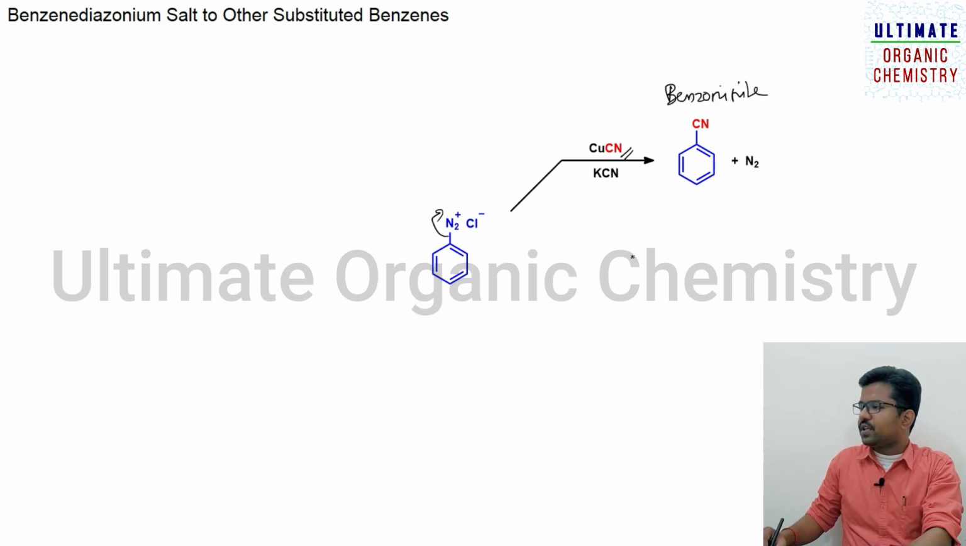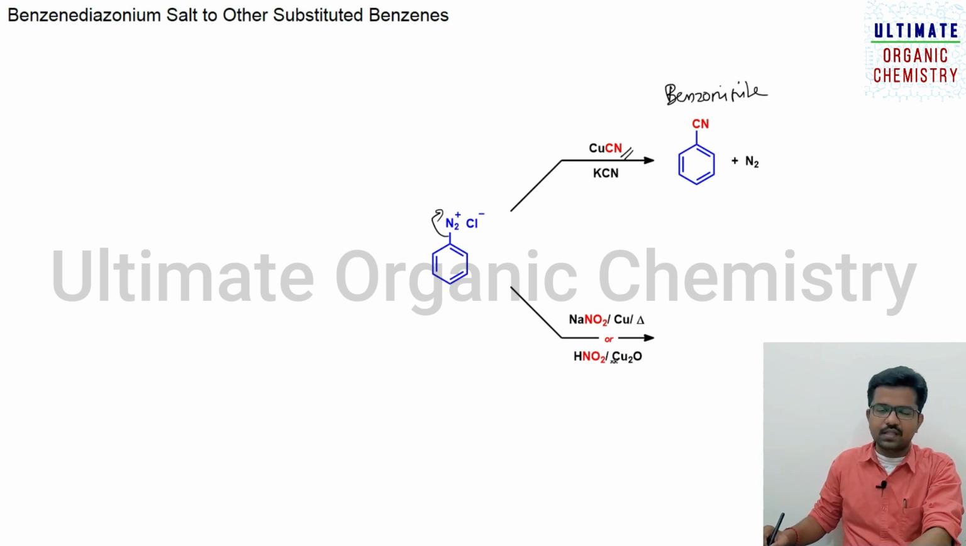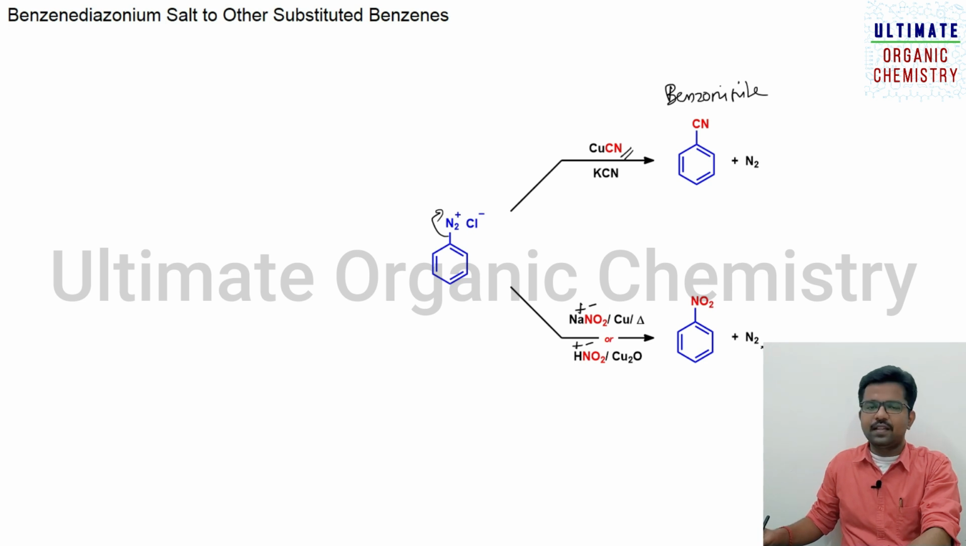Suppose you use sodium nitrite with copper in the presence of heat, otherwise you can use nitrous acid along with copper oxide. What will happen? This will separate as Na plus and NO2 minus, and this will separate as H plus and NO2 minus. The counter anion will attack here, and you will get nitrobenzene, along with nitrogen gas. So this is another method, right?